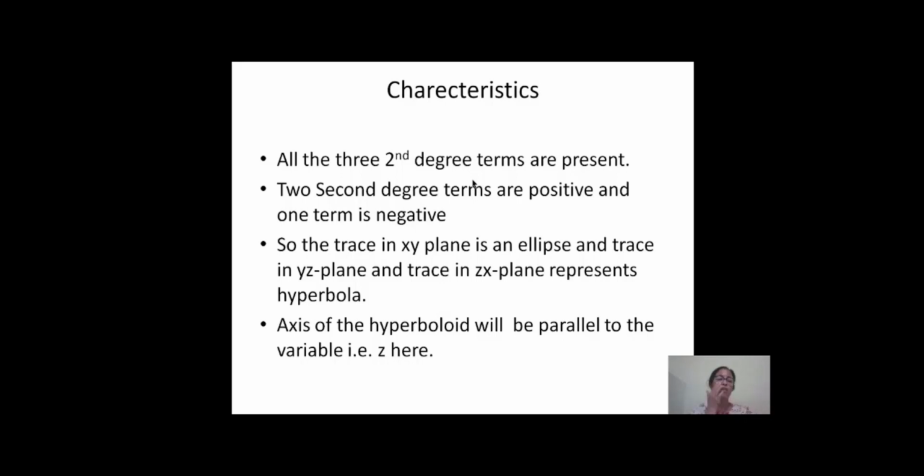From all these three surfaces and from this figure, we find these characteristics. All the three second degree terms are present. Two second degree terms are positive and one term is negative. The trace in the XY plane is an ellipse, and the traces in the YZ plane and ZX plane represent hyperbolas. The axis of the hyperboloid will be parallel to the variable with the negative term, that is the Z axis here.